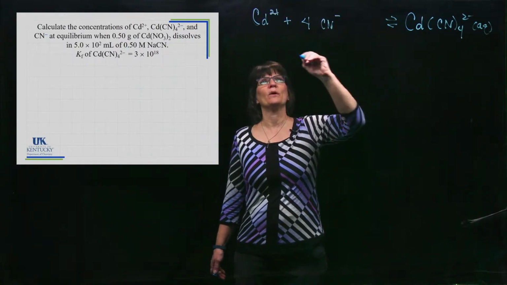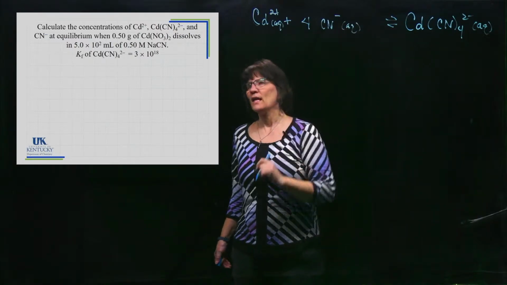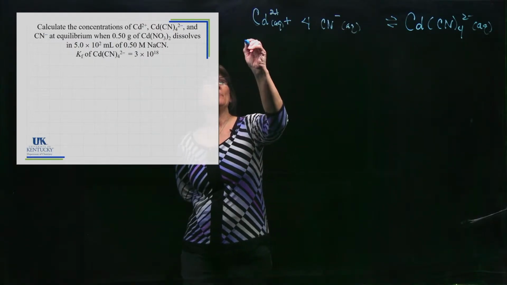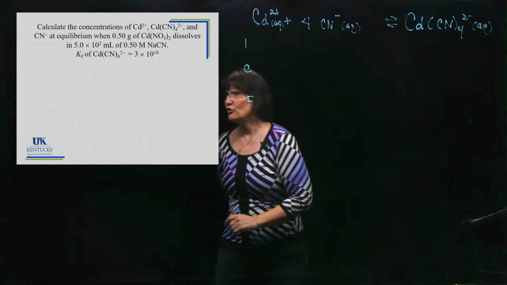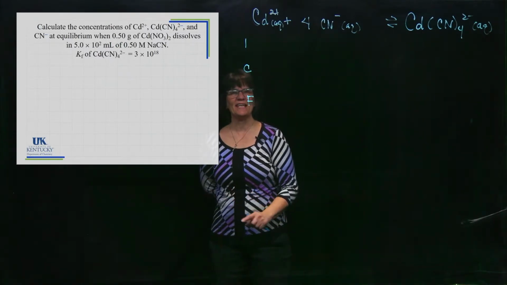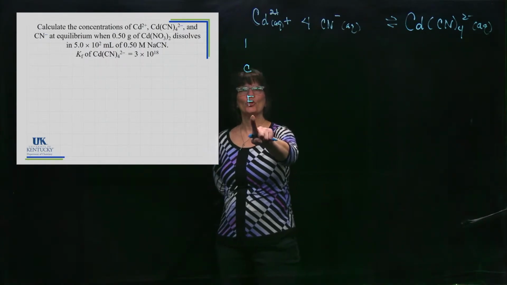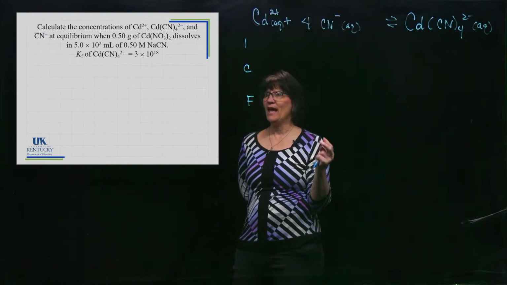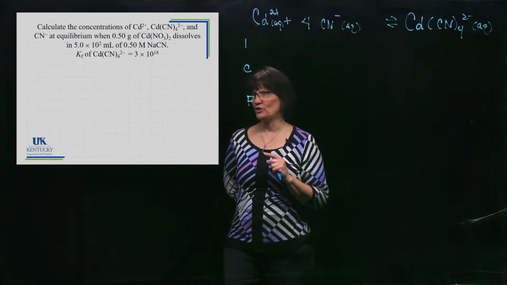Now everything is aqueous, right? AQ, AQ. Now we're going to leave room, and because of the magnitude of the KF, and you see what it is, 3 times 10 to the 18, we're going to run with an ICF table. We're going to assume that it goes to completion and then take into account at the very end that it didn't exactly go to completion.